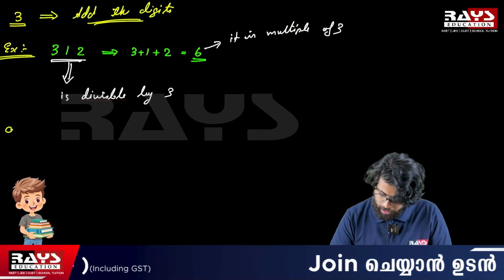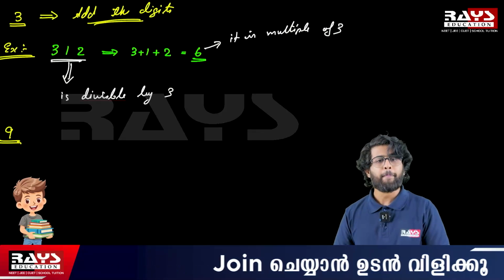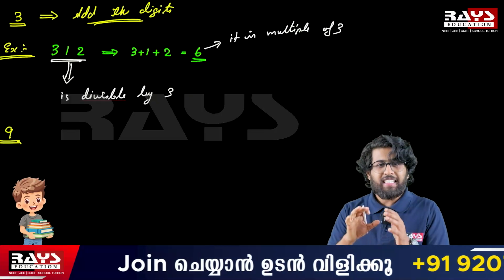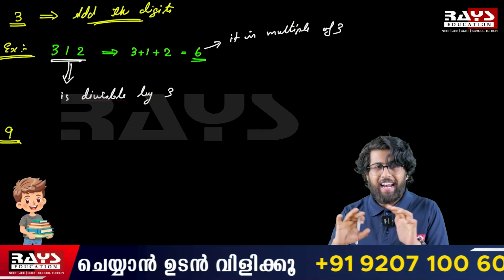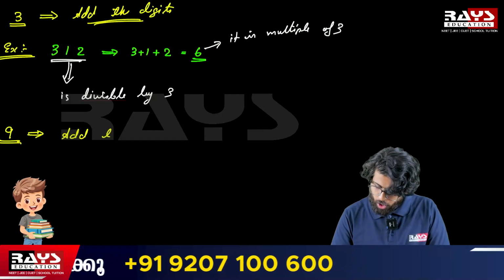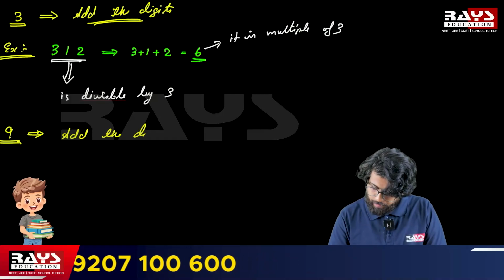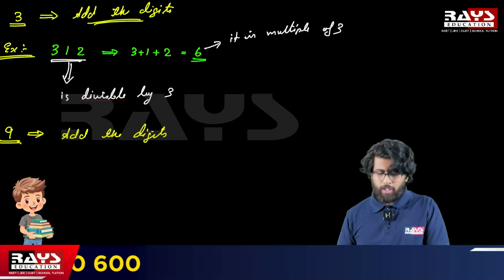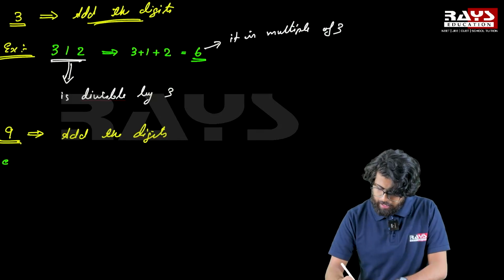9, the divisibility rule of 9. Here also you just have to add the digits. That's why it's very similar. Look at here. Add the digits. Let's try the shortcut: add the digits. So let's take an example and let's see.